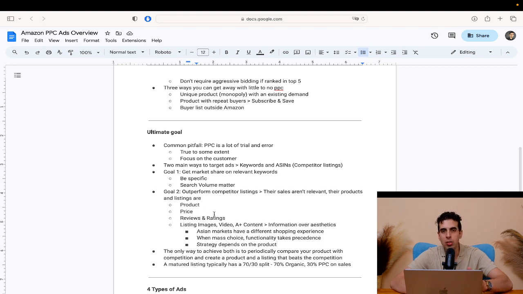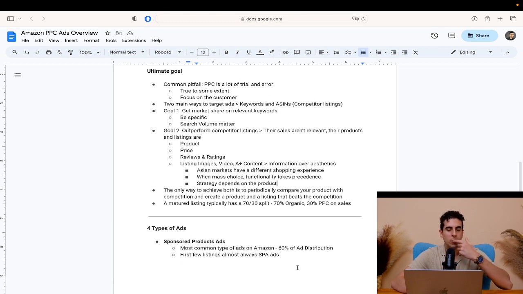And same thing with the price, reviews, ratings. Just keeping a pulse on it, being on top of that is going to help you achieve these two goals. And when we get to that matured listing stage, typically you can expect a 70-30 split. So 70% is coming from organic, 30% is coming from PPC in terms of sales. And that is the only way you can become profitable on Amazon, because then you have a majority of the chunk coming in from organic, where you can keep higher margins, as opposed to PPC, which eats into your margins.